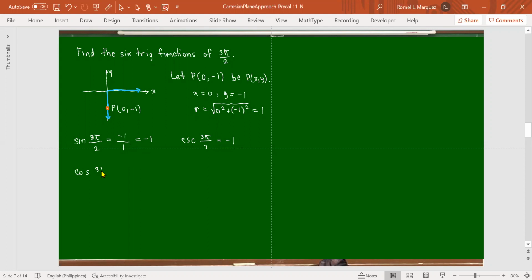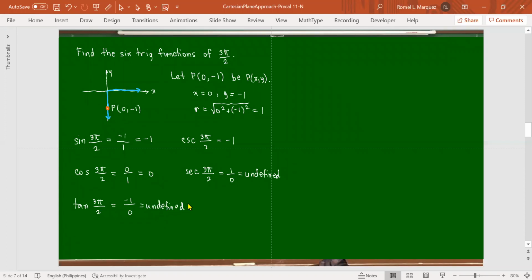What about cosine of 3 pi over 2? That is x over r, so 0 over 1, which is 0. What about secant of 3 pi over 2? That is 1 over 0, or undefined. Let's put 1 over 0 or undefined. Okay? What about tangent of 3 pi over 2? That is -1 over 0, so it is also undefined.